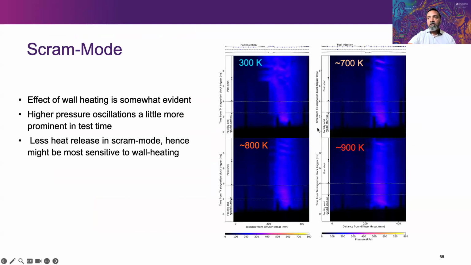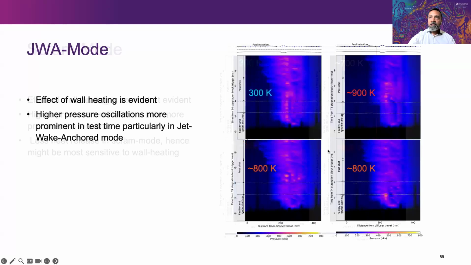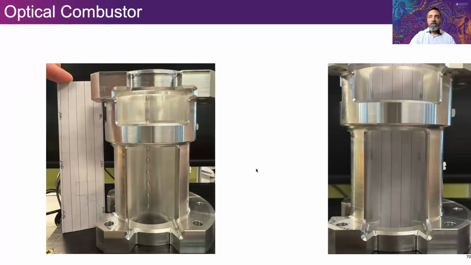So if you compare the model at 300 Kelvin versus the hot model for scram mode, you start to see a little bit of pressure oscillations kick up in our plots here. The color is the pressure along the length of the model and the time of testing on the vertical axis. As we go to the higher combustion modes, you can see a little bit more pronounced activity at higher temperatures, but nothing that really changed the combustion mode. The reason we believe for that is we didn't heat the front end of the model, which is where a lot of the governing physics would have affected what happens in the combustor. So that is to be done in the future.